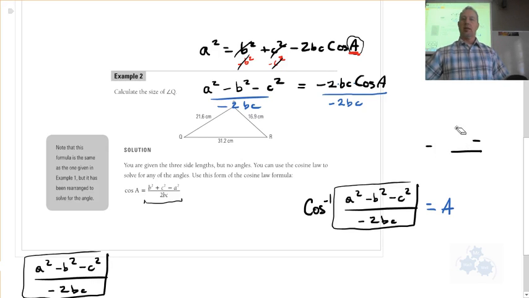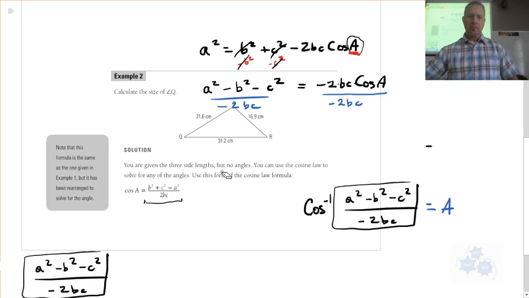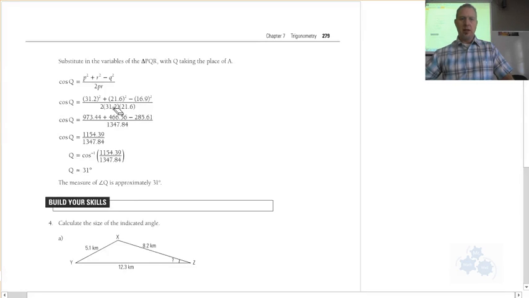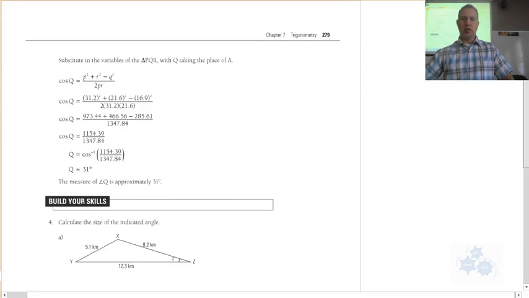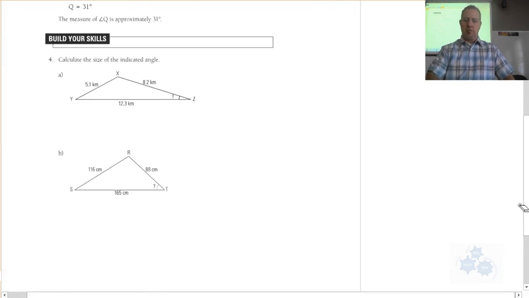Okay, so let's just take a look at the rest of the solution. It should be 31. Let's do a Build Your Skills question to practice that.